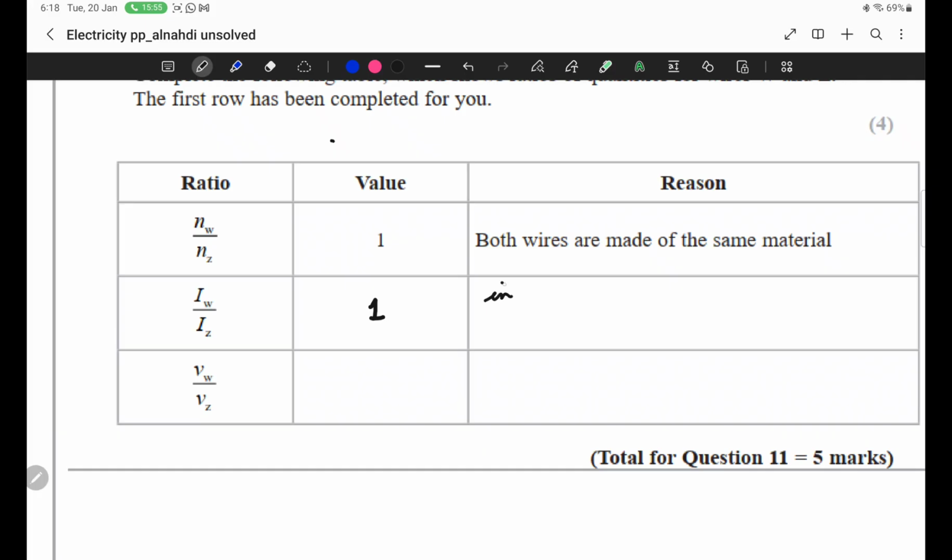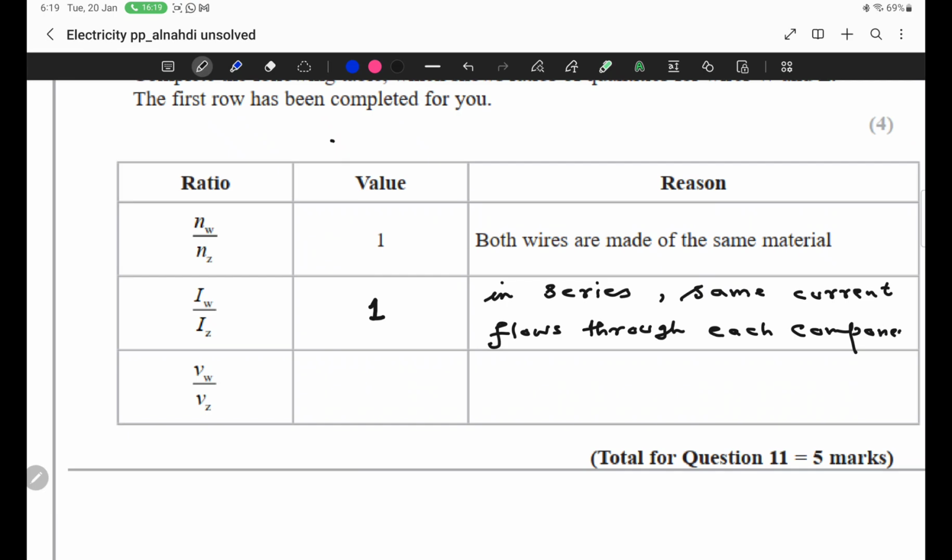So I am writing in series, same current flows through each component. All components will carry same current. Okay, so the first part is very, very simple, which Simra could not answer. But Simra, in series, the current is same everywhere. In series, yes beta Simra.